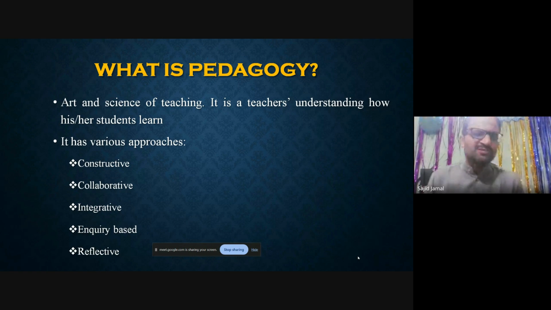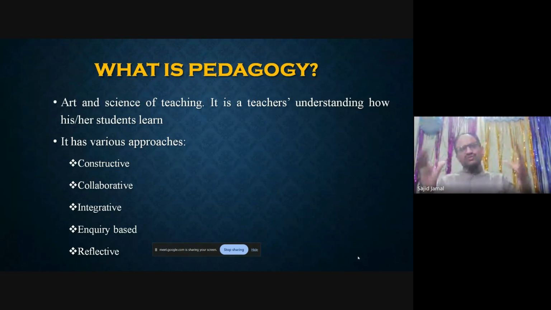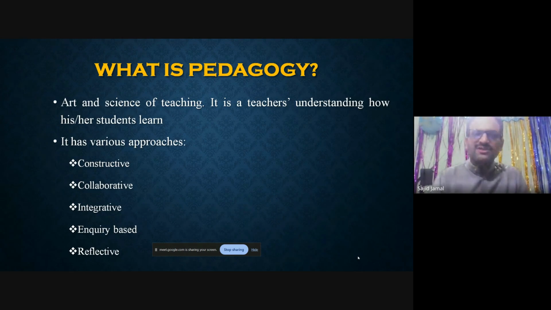Then inquiry based, which is more focused on inquiring. Inquiry encourages the students to ask questions, give answers, and so on. And finally, reflective. Again, it's a very high level of pedagogy. So here you focus your students on thinking. So let them think. Provide some opportunity so that they may think. So it's a high level of teaching. Students start thinking, and they give solutions to some problems. So in a nutshell, these were the various approaches of pedagogy.